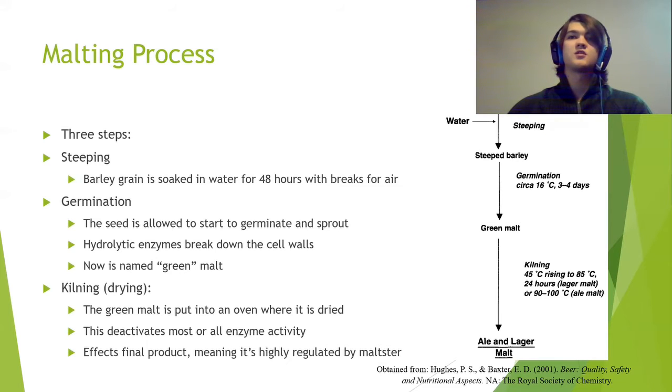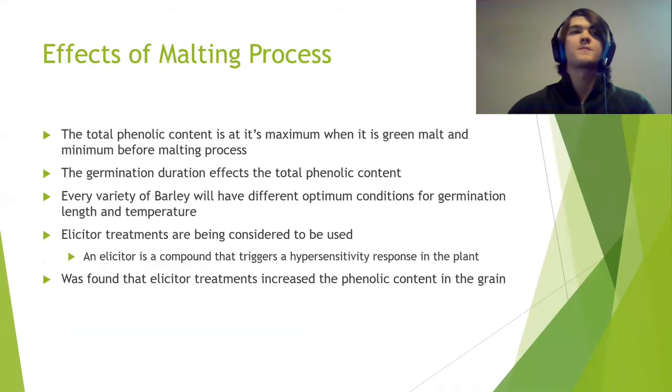The maltster determines how long the germination process will last, same as the kilning. The product of the germination is named green malt. The green malt is put into an oven where it is dried for the kilning or drying process. This deactivates most or all enzyme activity within the seed, but this has the greatest effect on the final product, which is why the maltster highly regulates this.